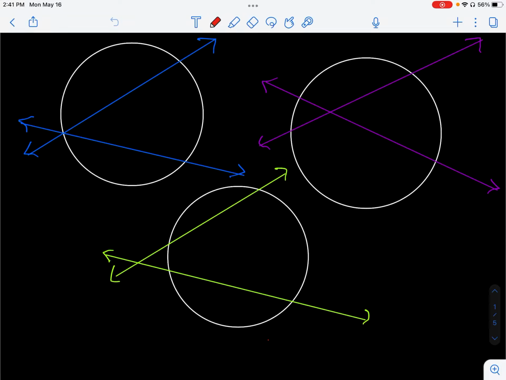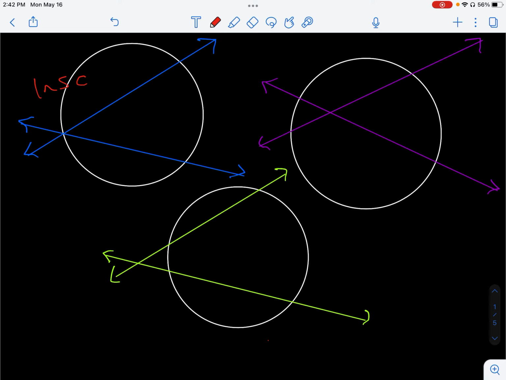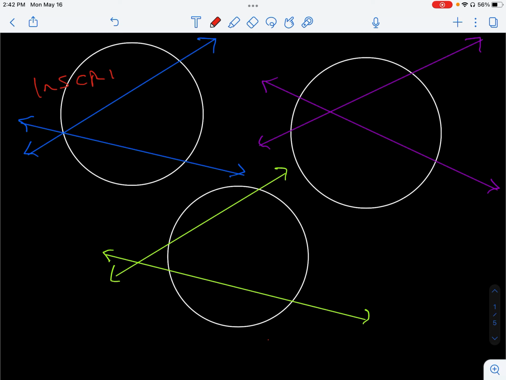All right, here we are to talk more about circles and intersecting lines. We learned previously that when two lines intersect with the circle on the circle, it's an inscribed angle. And in the previous lesson, we learned what to do when they intersect inside the circle.